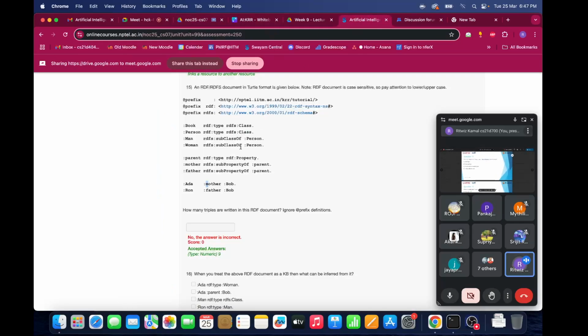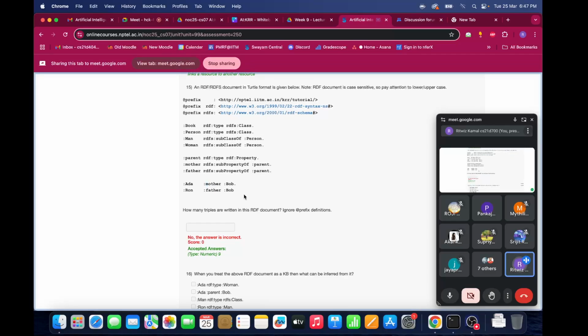Now let's come back to this question over here. So it seems like this mother is a relation connecting the set that represents the set of woman to the set of person, and then father represents a relation from the set of man to the set of person.